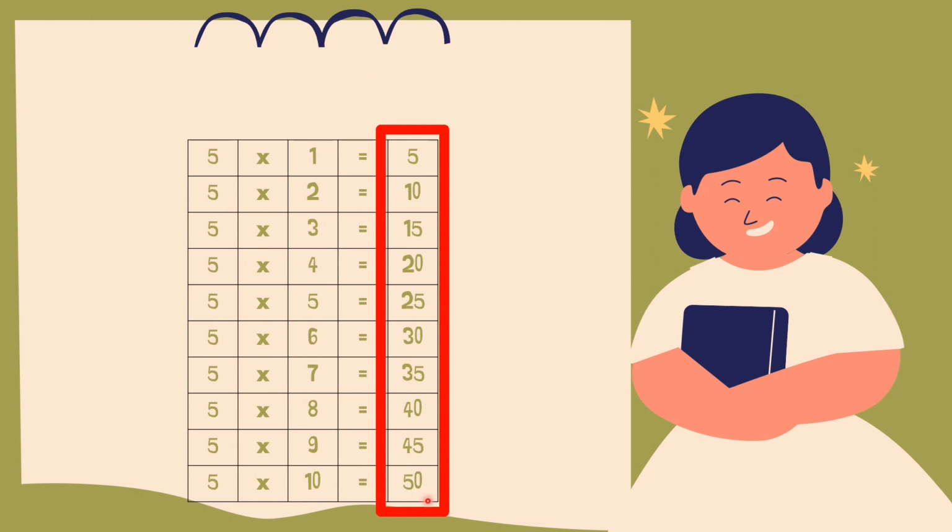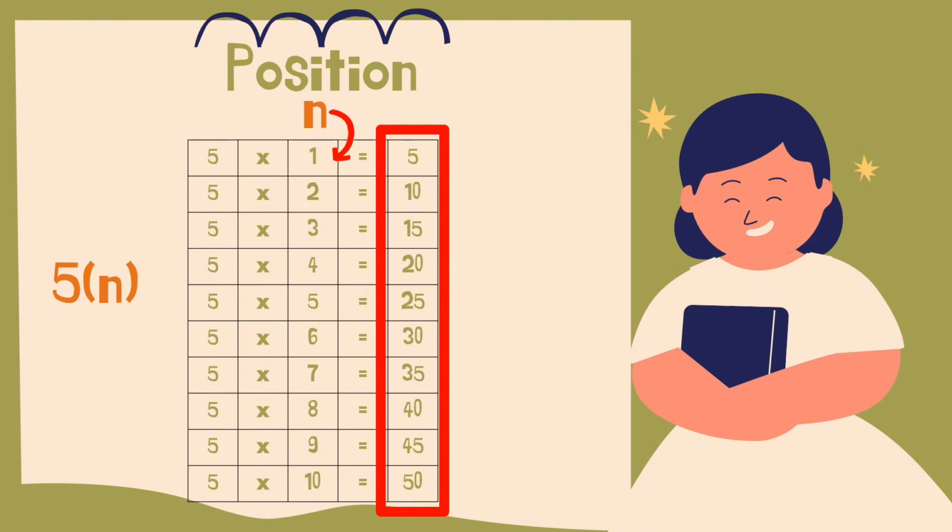What have you noticed? 5 does not change. Multiplication does not change. But this number changes. This is our N. That is the position of the terms. Therefore, we can use 5 times N, where N represents the position of each term in a sequence.